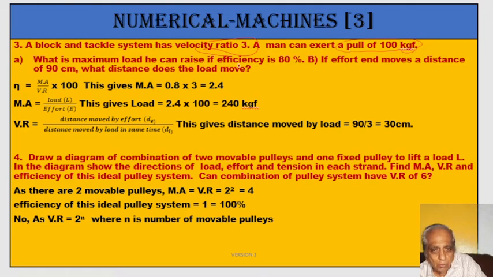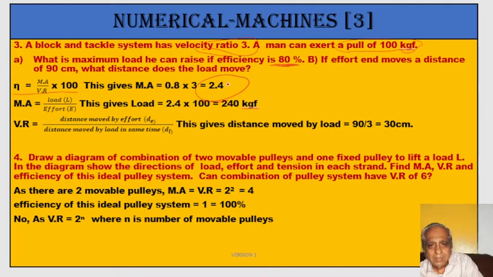What is the maximum load that can be lifted? Efficiency is given to be 80%. Velocity ratio is 3. So we will write the formula of efficiency. Efficiency is MA upon VR into 100, because we are getting 80%. So this will give mechanical advantage as efficiency multiplied by VR upon 100. Efficiency is 80, VR is 3. So if you calculate, you will get mechanical advantage as 2.4.